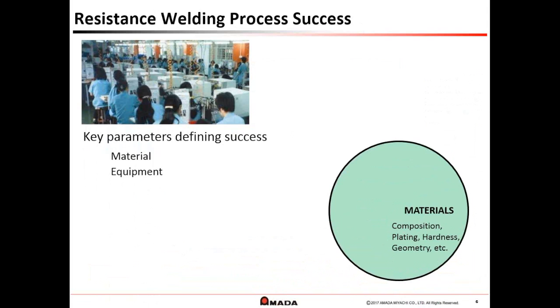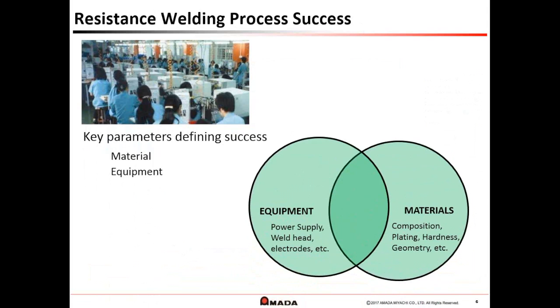Second parameter for defining success is equipment. So if I draw in that circle now, we now consider which power supply you're working with, which weld head, what type of electrodes that you have on that. And you can see that it's the intersection of those two where you have the success, and that's going to be material and equipment selection.